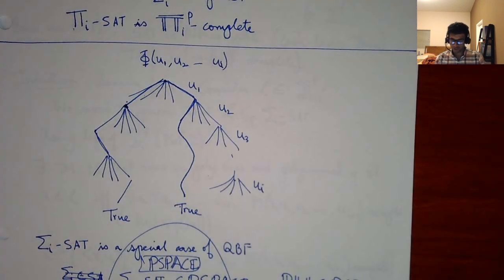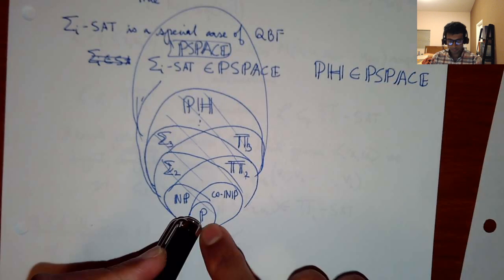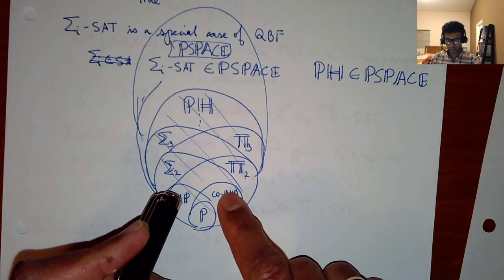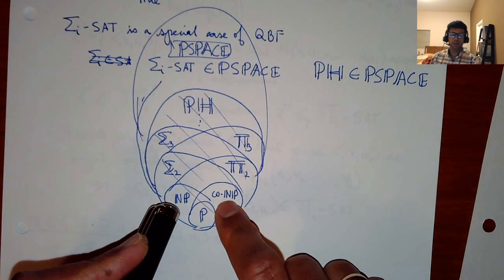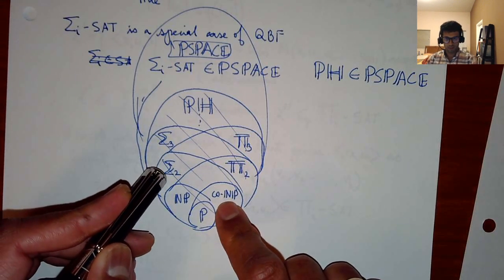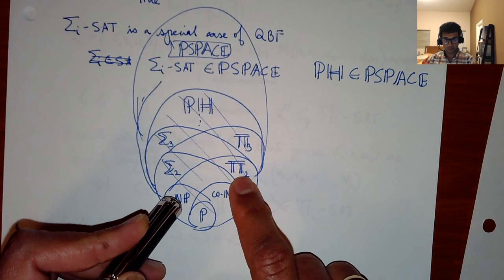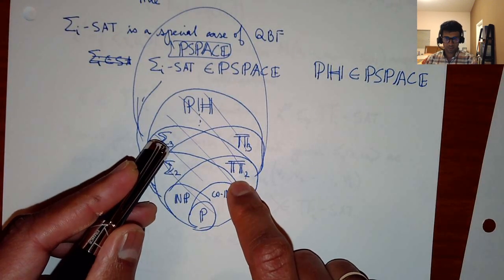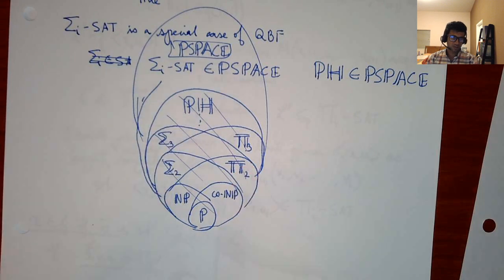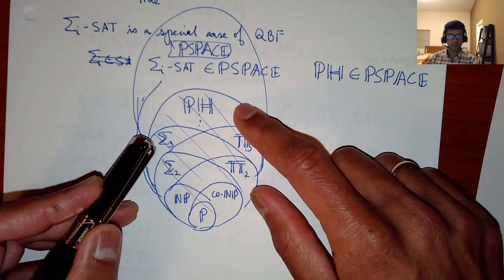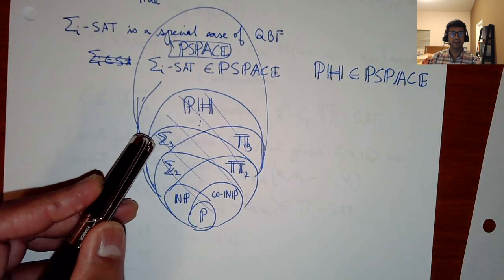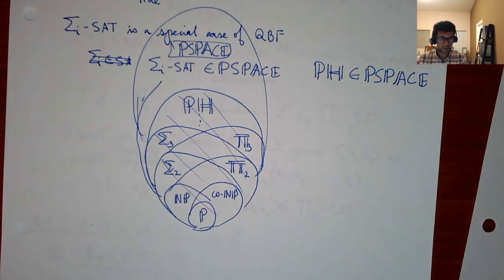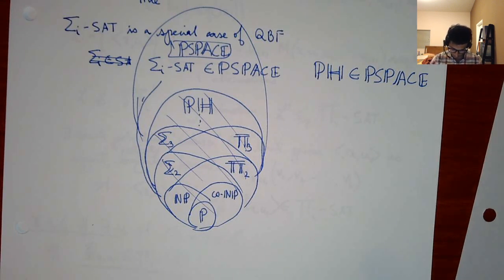And so just as a picture, what you get is this picture here. P is contained in NP intersection co-NP, and both NP and co-NP are contained in sigma 2. Both of these are contained in pi 2. Sigma 2 and pi 2 are contained in sigma 3, so on and so forth. And this gives you the polynomial hierarchy. The polynomial hierarchy is contained in PSPACE, and we'll see why that is the case shortly. You can directly prove that, but we'll see that essentially special cases of quantified Boolean formula are complete for all classes in the polynomial hierarchy.